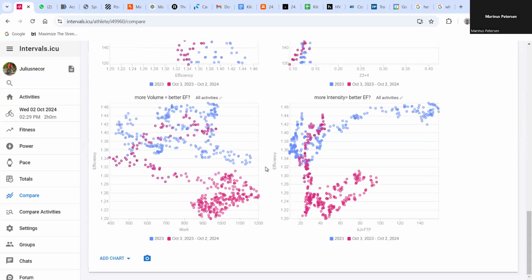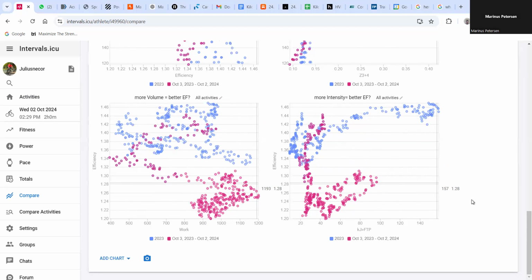So then let's have a look. Is the volume helping their EF? No, it looks like it's even possibly making it worse. Last year they were doing less volume and their EF was better. Looks like they were also doing more intensity and their EF was better, and more intensity was helping their EF. So I'm thinking, have I really screwed up here? That made me feel quite bad.